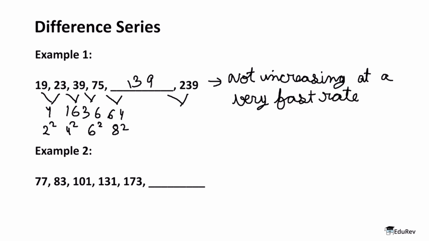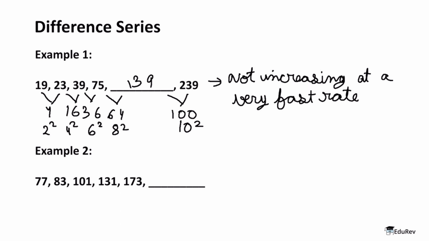Let's check it. 139, after that we have 239. So here the difference is 100, which is 10 square. So as you can see, the pattern is being fulfilled. It is a series of 2 square, 4 square, 6 square, then 8 square and then 10 square. So there is a difference between the squares of even numbers as we can see.